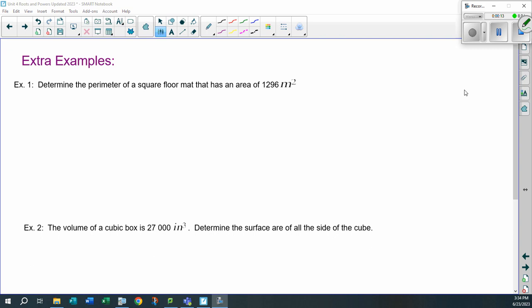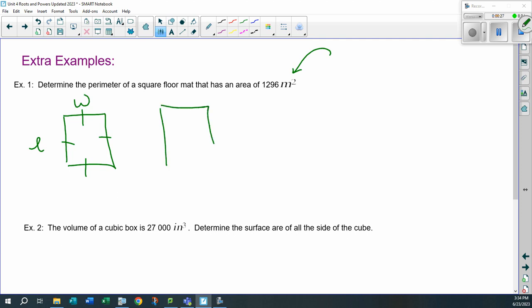You know that this is a square. So if it's a square, that means this, this, this, and this, they're all equal. So you're talking about an area of meter squared, which you know is length times width. But wait a second. Length and width in a square is just a side times a side, which works out to be side squared. There's your area. And your area is 1296 meters squared.